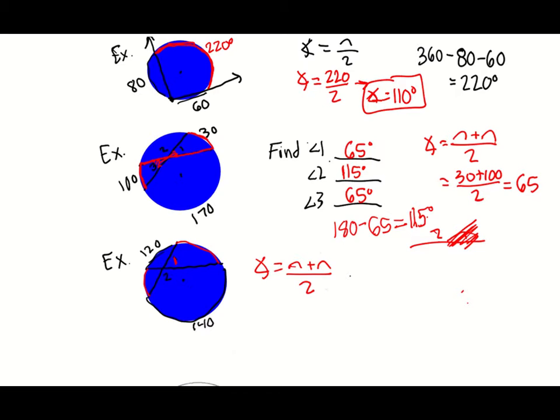So let's figure out angle 2 by plugging in our numbers here. We have 120 plus 140 divided by 2 gives me 260 divided by 2 is 130. So that is my angle 2 here. Now if I look, angle 1 and angle 2, they're on a straight line. So I know angle 1 plus angle 2 is going to give me 180 degrees. If I have 180 degrees and I take off that angle 2, I'm left with 50 degrees. And that is my angle 1.